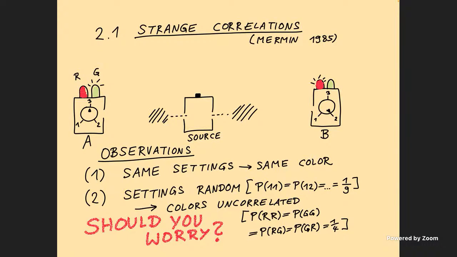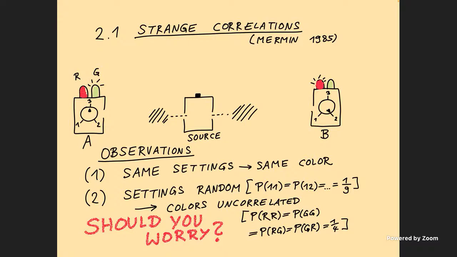And now you start to investigate things further, and you make a long series of experiments where you choose different settings and observe the colors that are lighting up in each of the experimental runs. And you find two very simple observations that summarize everything that you see. The first one is, whenever the settings are the same, so for example, 3 at A and 3 at B, or 1 at A and 1 at B, whenever the settings are the same at the two boxes, then the same color lights up. So that is always true.